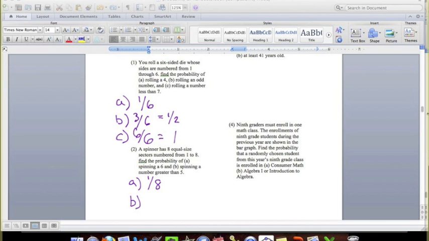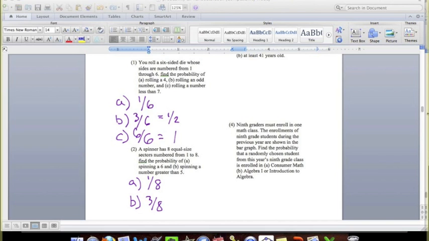For B, what is the probability of spinning a number greater than 5? How many numbers greater than 5 would there be? 3: 6, 7, and 8. Watch out for the way that questions are phrased. We could say greater than, or we could say greater than or equal to, which would give different answers, right? Because equal to would allow the 5 also. Here we're just allowing bigger than 5, so 6, 7, and 8. 3 possibilities meet our need out of 8 possibilities.